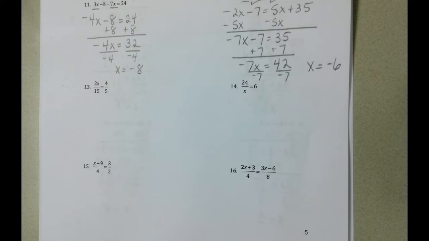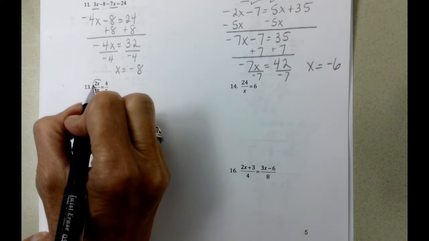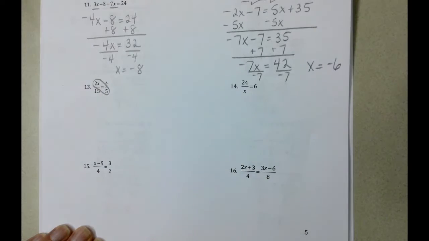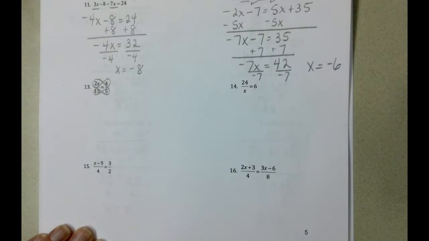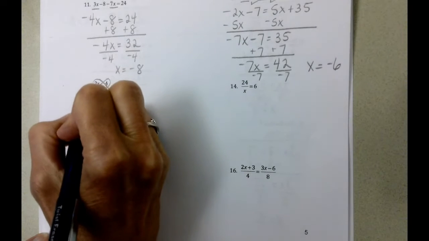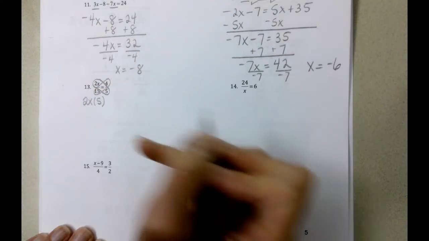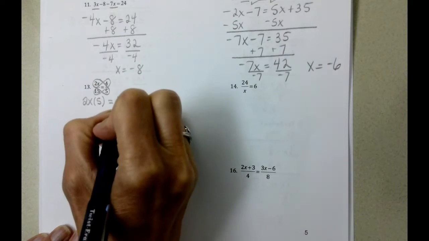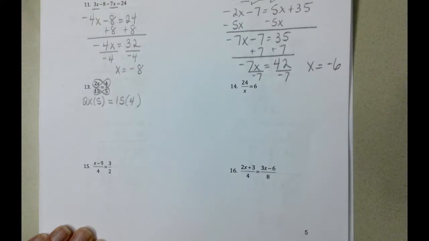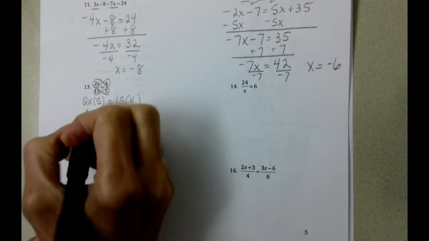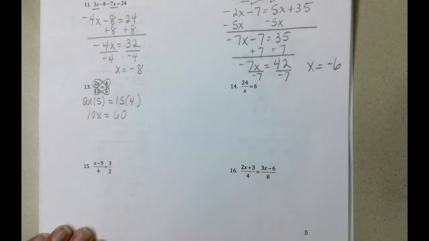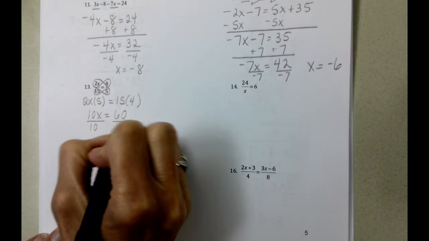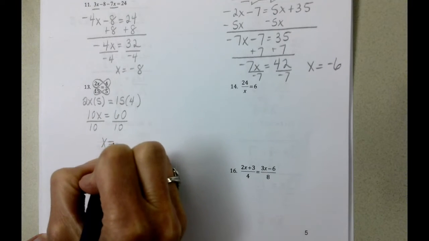Problem 13 looks a little bit different than some of the other problems that we did, but because there's a single fraction on the left side of the equation and a single fraction on the right side of the equals, we can cross multiply. So we're going to get 2x times 5, and then 15 times 4. There's the cross multiplication. Well, 2x times 5 is 10x, 15 times 4 is 60, and then we can divide both sides by 10, and we end up with x equals 6.